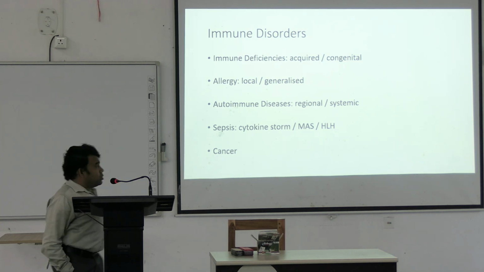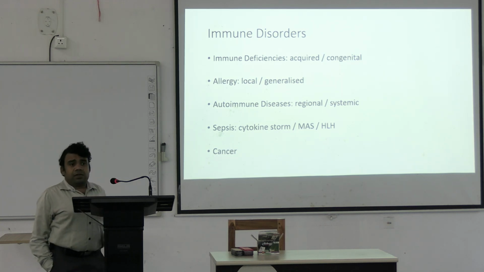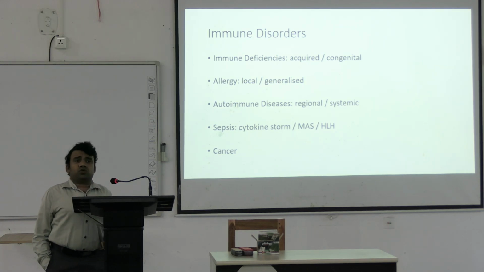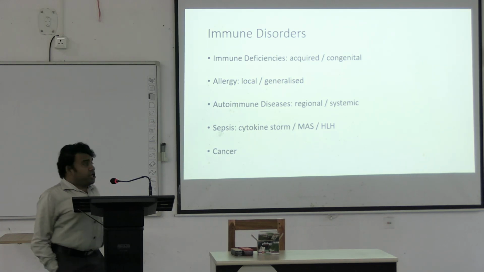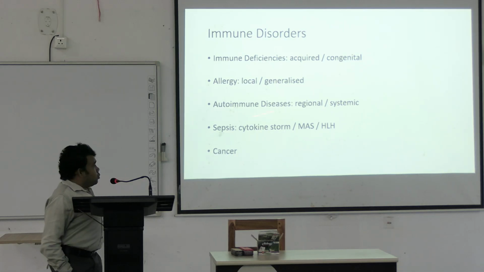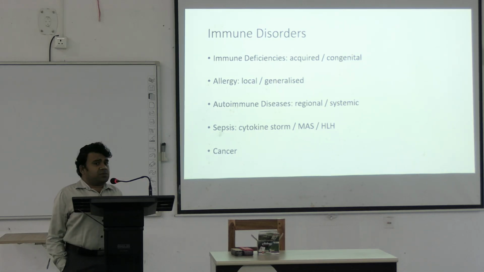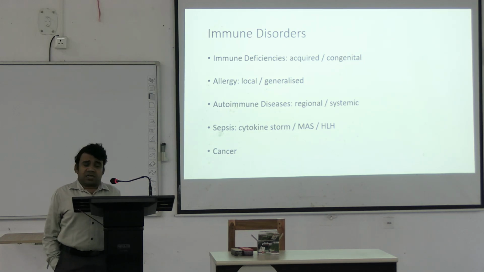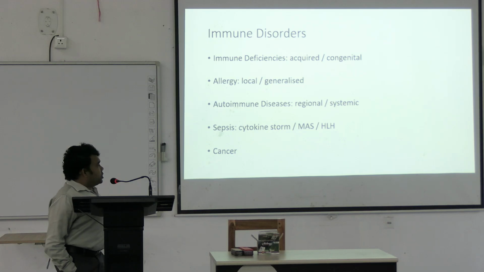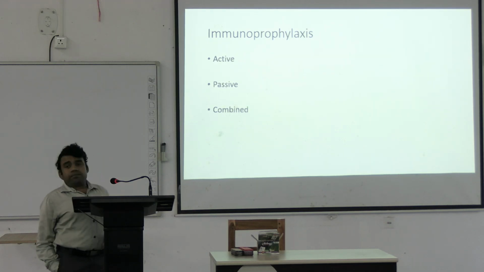So, all the immune disorders can be briefly categorized into these things: immune deficiencies, which could be congenital or acquired; allergies, which may be localized or generalized; autoimmune disease, regional or systemic; sepsis, cytokine storm or macrophage activation syndrome; and finally, even in malignancies the immune response is subdued.